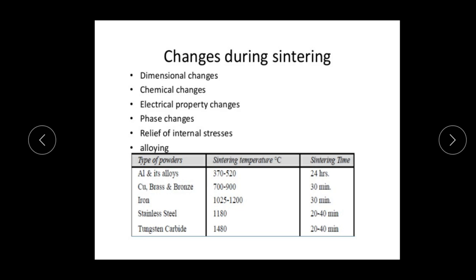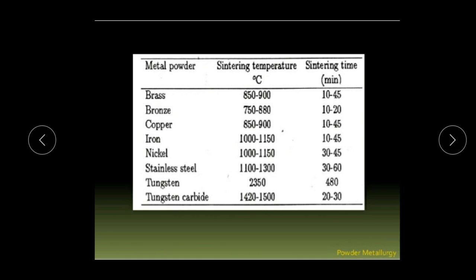The sintering temperature is around 1180 degrees Celsius, and sintering time is around 20 to 40 minutes. For tungsten carbide materials, the sintering temperature is around 1480 degrees Celsius, and sintering time is around 20 to 40 minutes. So here one more new material is nickel. Sintering temperature is around 1000 degrees Celsius to 1150 degrees Celsius, and sintering time is around 30 to 45 minutes.